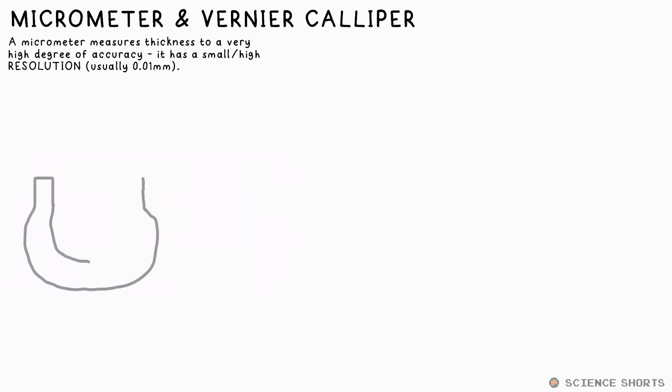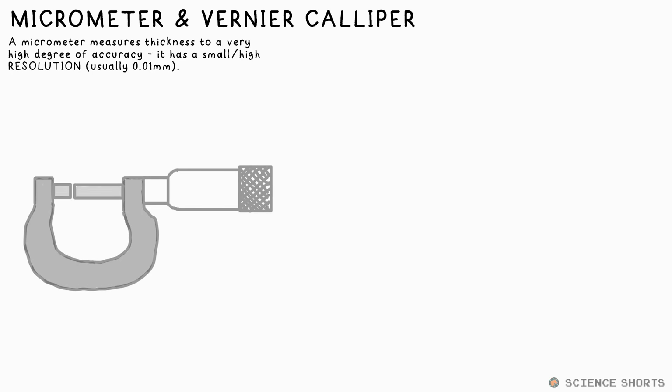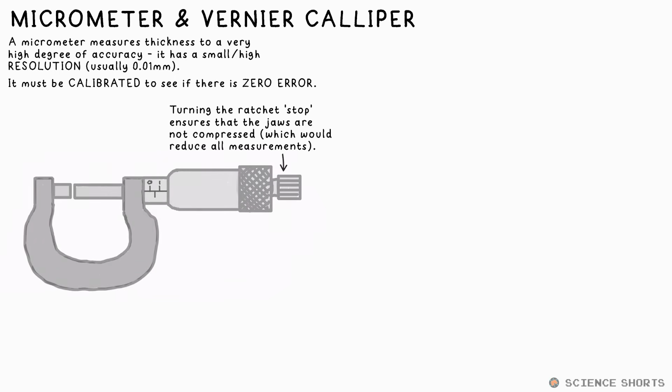A micrometer has a much higher, or I prefer saying smaller, resolution, usually 0.01 millimeter, that's 1/100th of a mil. Firstly, it's a good idea to calibrate it. Close the jaws with nothing between using the ratchet on the end. This ensures you don't over-tighten them, which would result in the jaws being compressed, giving the wrong measurement. If it says 0.00 millimeters at this point, it's all good.